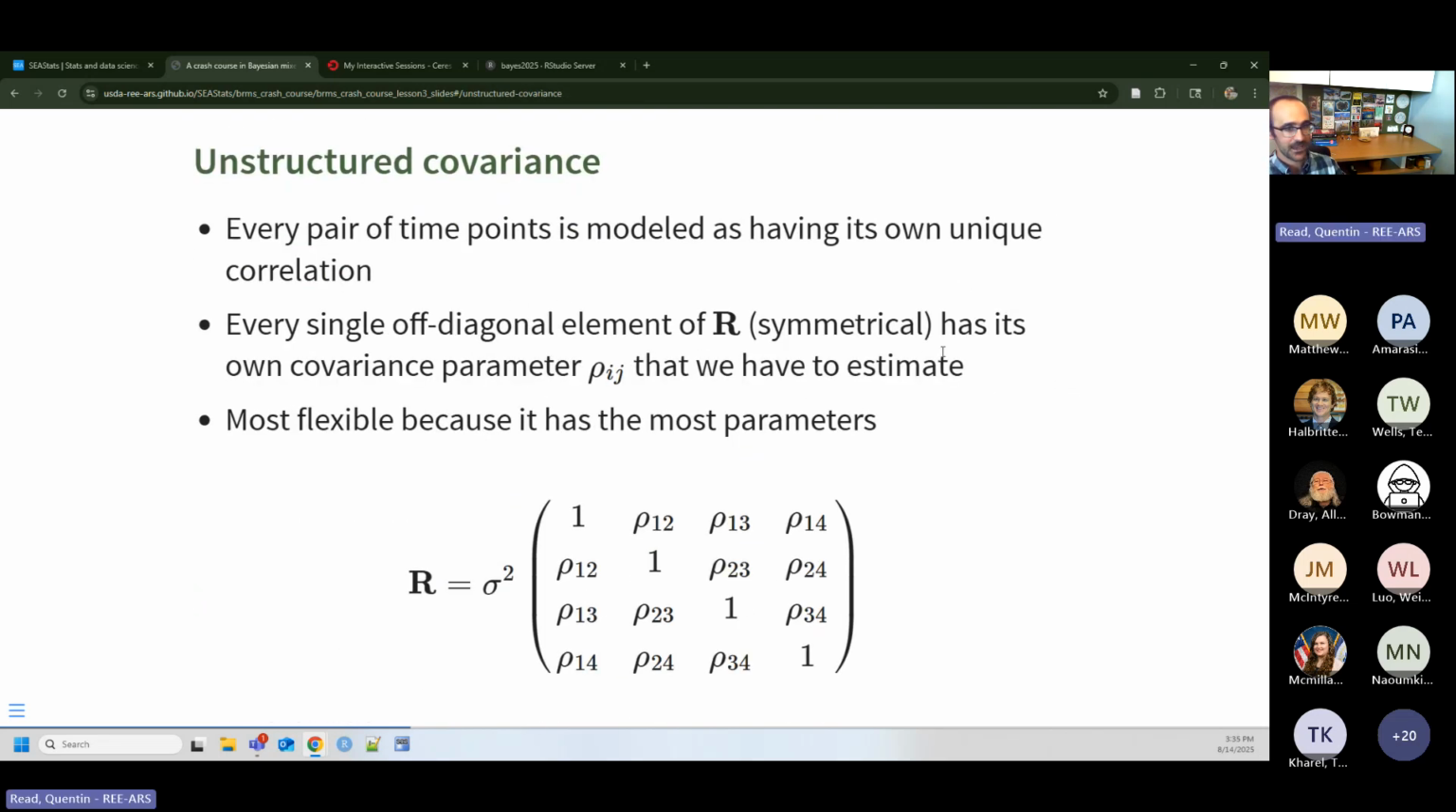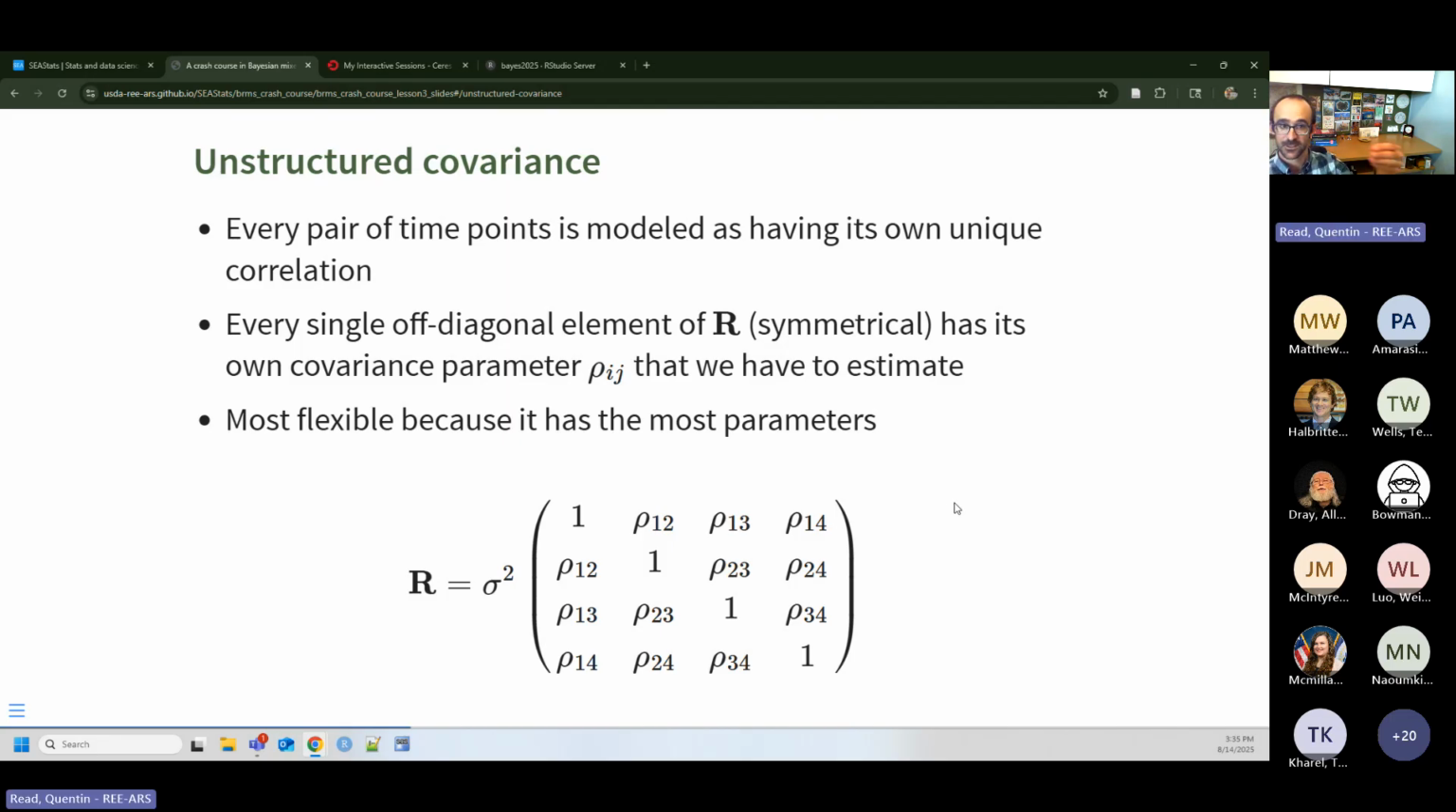Unstructured covariance has the most parameters of any way to do this. Basically, we just say every single entry in this matrix besides the diagonal gets its own parameter that we have to estimate. This row of 1, 2 is the correlation of the residual of time point 1 and time point 2. This is a symmetrical matrix, so the same value would be in 1 and 2, and 2 and 1. If you have 4 time points, you'd have 6 parameters: 1 versus 2, 1 versus 3, 1 versus 4, 2 and 3, 2 and 4, and 3 and 4.